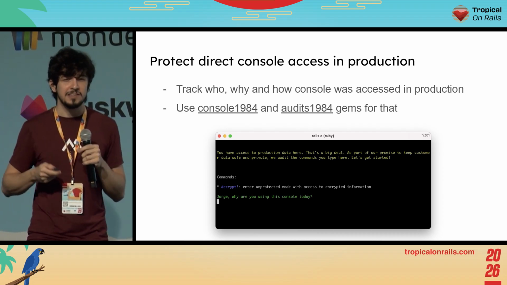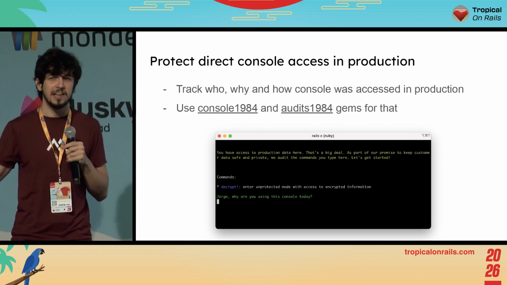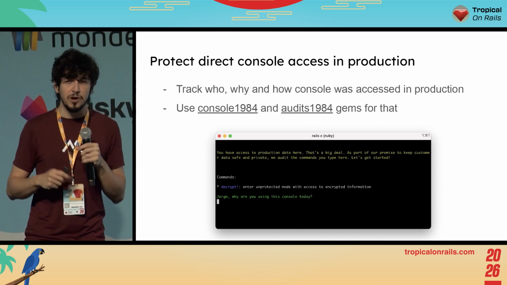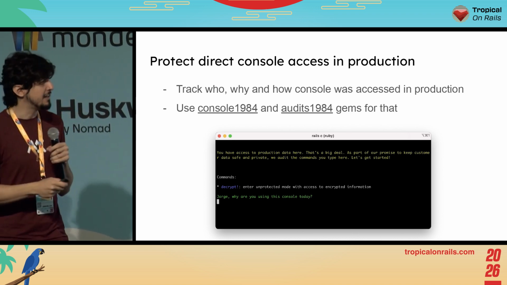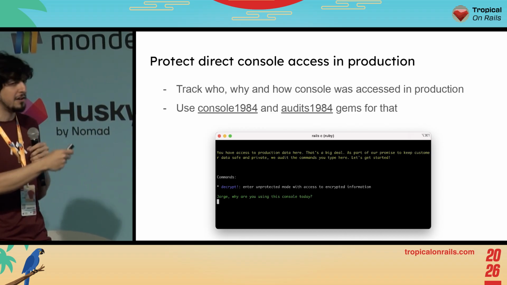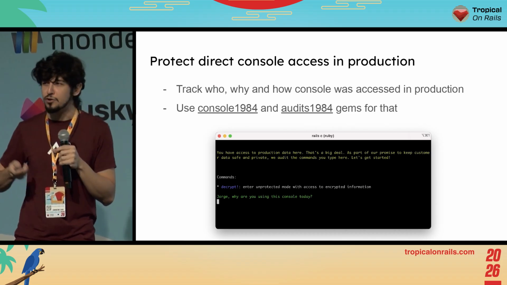Also remember to protect direct console access in production. Again, you can't protect everything, and just like logs, if someone logs into your Rails console in production, then they have access to every user's data. They're able to decrypt the data because you're using those techniques from Active Record. So you should be protecting that too.